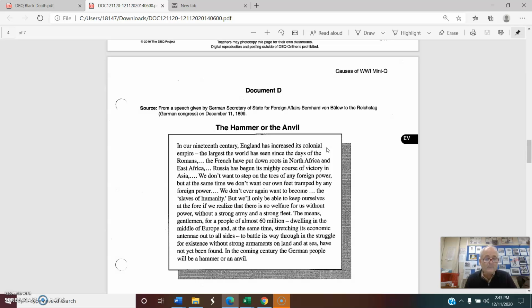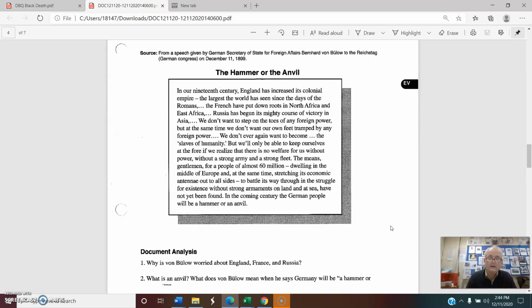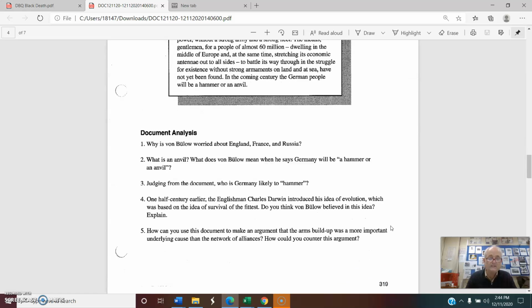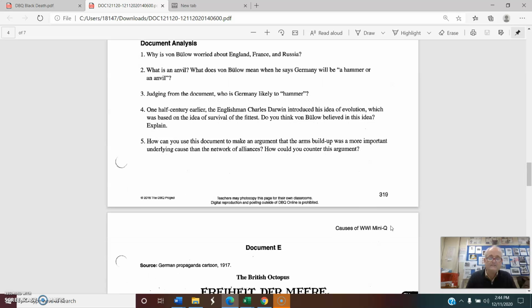So let me finish. The means, gentlemen, for the people of almost 60 million dwelling in the middle of Europe and at the same time stretching its economic antennae out all sides to battle its way through the struggle for existence without strong armaments on land and sea, have not yet been found. In the coming century, meaning the 20th century, which was coming up, remember this was written in 1899, German people will be the hammer or the anvil. And you guys know that twice in the 20th century, Germany would try to become the hammer. And that's good to look at that. So then you got some questions to look at that. Now consider the hammer is that attacks and strikes. The anvil is what gets struck.